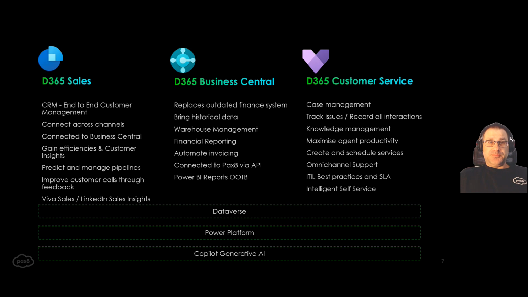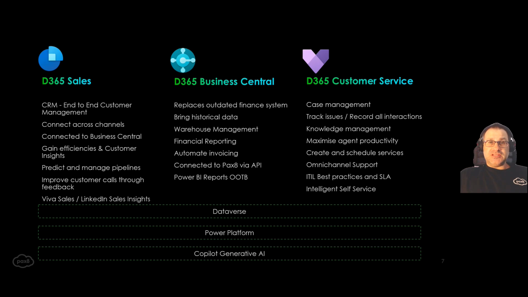So Business Central is the center one here, which is our ERP side of the fence, where the idea of Business Central is it can replace outdated financial systems, usually on-premise, not very good quality finance systems. And obviously, Microsoft being a world-class provider of SaaS-based solutions, Business Central is one of those finance systems that is delivered in the cloud.